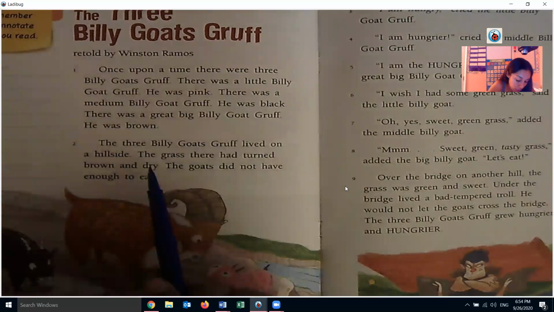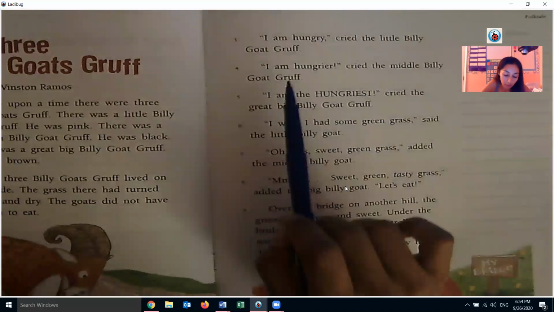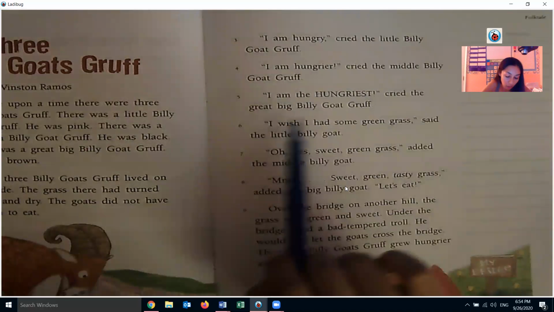The grass there had turned brown and dry. The goats did not have enough to eat. "I am hungry," cried the little Billy Goat Gruff. "I am hungrier," cried the middle Billy Goat Gruff. "I am the hungriest," cried the great big Billy Goat Gruff.